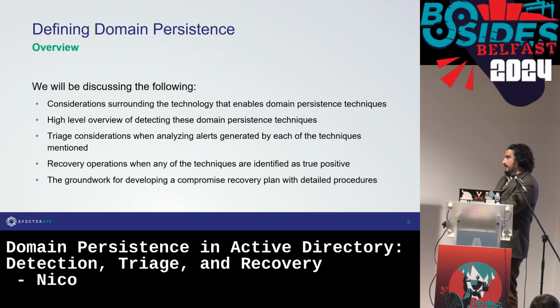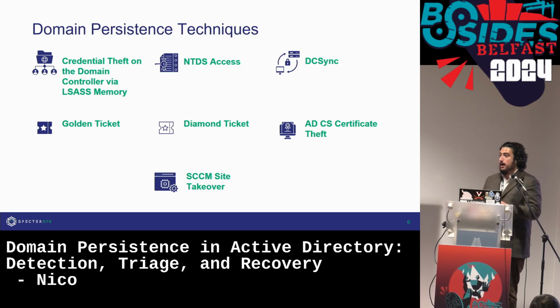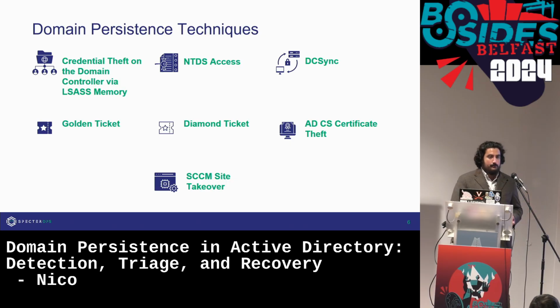And you can see, again, I won't go through all these just in the interest of time, but these are the discussion points for today. And some of the techniques we're going to touch on before we move into triage and recovery and auditing and kind of the defensive side of it are going to be credential theft and NTDS.dit access, DCSync, golden and diamond tickets, ADCS certificate theft, and SCCM site takeover, right?